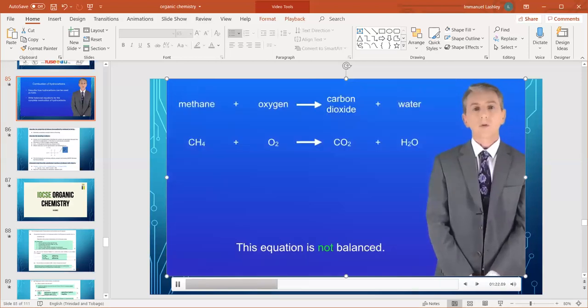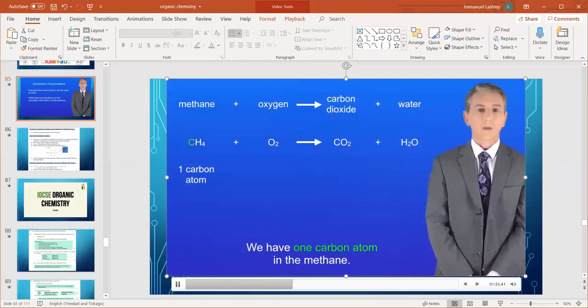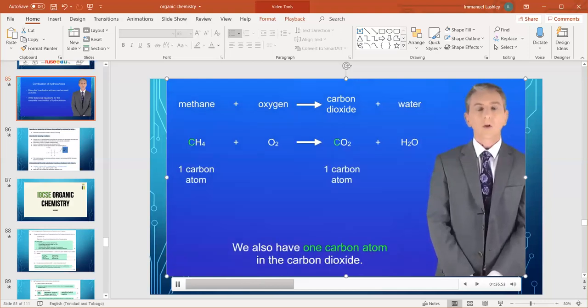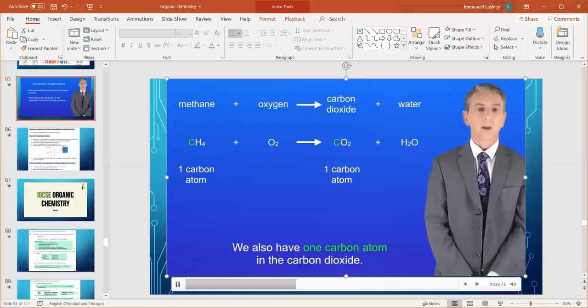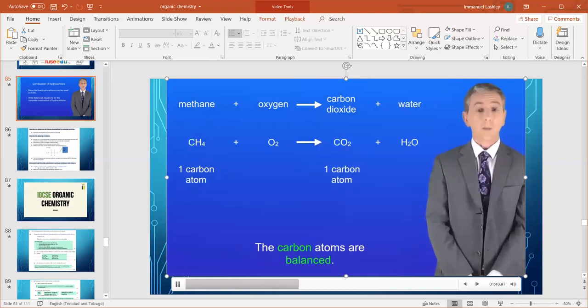I'm showing you here the equation for the complete combustion of methane. As you can see, this equation is not balanced. So how do we balance it? Well, we start by balancing the carbon atoms. We've got one carbon atom in the methane. We also have one carbon atom in the carbon dioxide. This means that the carbon atoms are balanced.